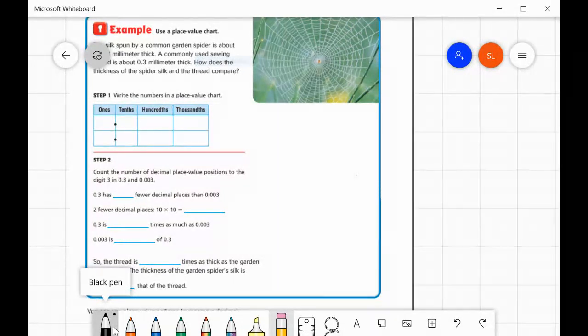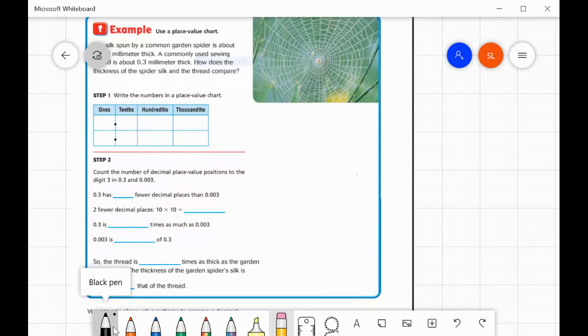So if you look at the example, it says, a common garden spider spins a web with its silk that is about 3/1000ths of a millimeter thick. A commonly used sewing thread is about 3/10ths of a millimeter thick. How does the thickness of the spider silk and the thread compare?